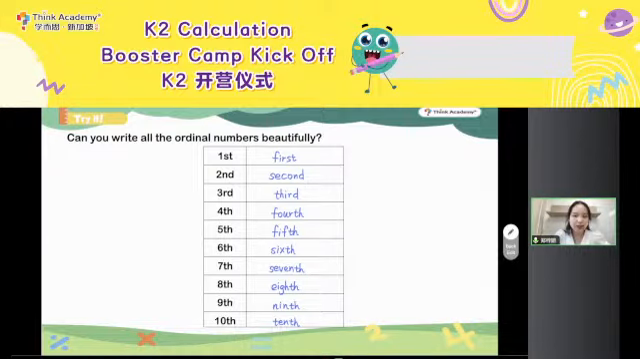So also in your homework, please do try to practice all these ordinal numbers. You will use them a lot, right? And maybe you will use the first a lot if you're gonna win a lot of first prize in the future. Okay, so let's move on.